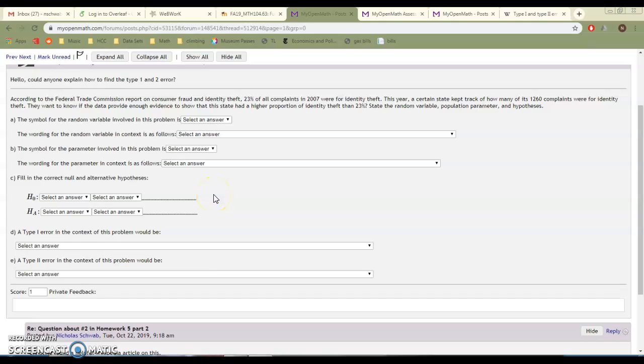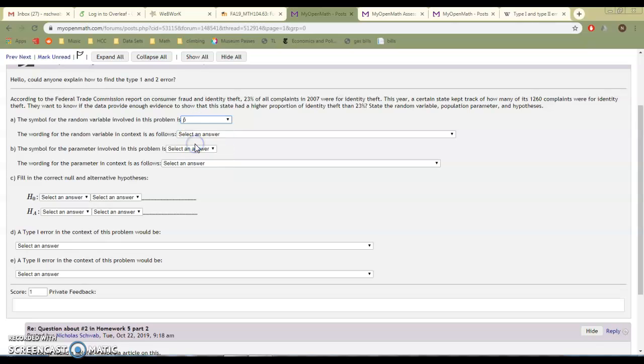Alright, this is problem number 2 from homework 5, part 2. According to the Federal Trade Commission report on consumer fraud and identity theft, 23% of all complaints in 2007 were identity theft. This year, a certain state kept track of how many of its 1,260 complaints were for identity theft. They want to know if the data provided large enough evidence to show that this state had a higher proportion of identity theft than 23%. State the random variable, population parameter, and hypothesis.